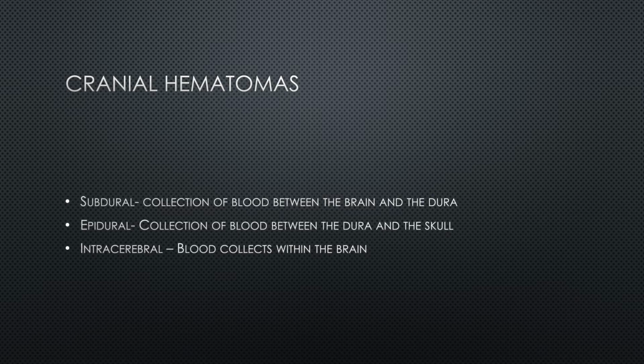So in a subdural hematoma, that's a collection of blood between the brain and the dura mater. The dura is a thin layer of tissue that surrounds the brain. An epidural hematoma is a collection of blood between the dura and the skull. An intracerebral hematoma is where blood collects within the brain.